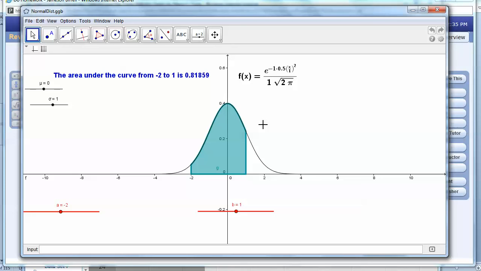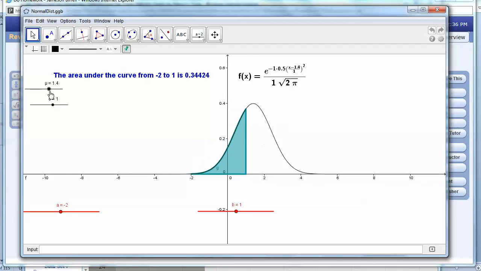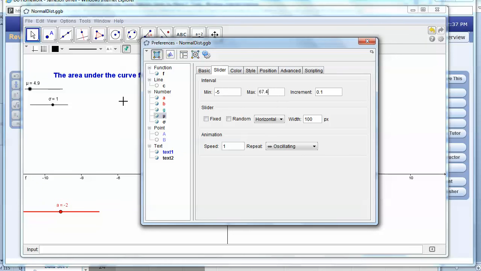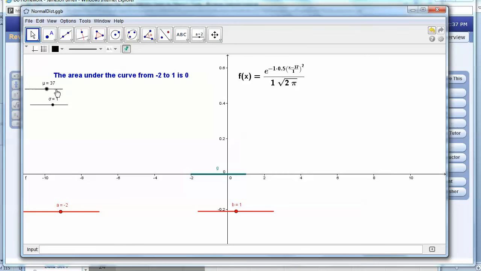So let's get this distribution in here. We want this distribution to have the mean of, I'm going to go with the men's first, since that's just the way it was worded. The height requirements changed to exclude the tallest men first. So we want 67.4 and 2.6. I'll quickly double click on this slider bar, choose the slider range, and I'm going to let it go all the way up to 67.4. I'm using increments of 1/10, and that will let me slide all the way down the end.